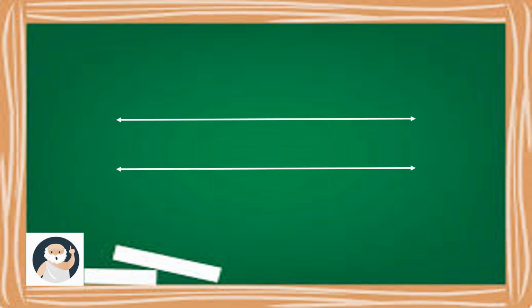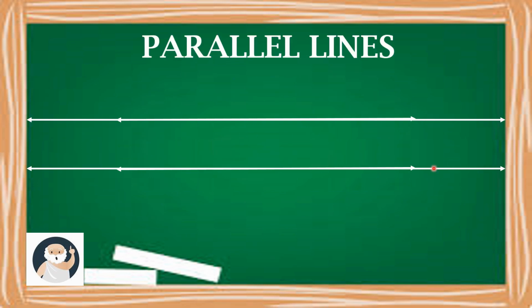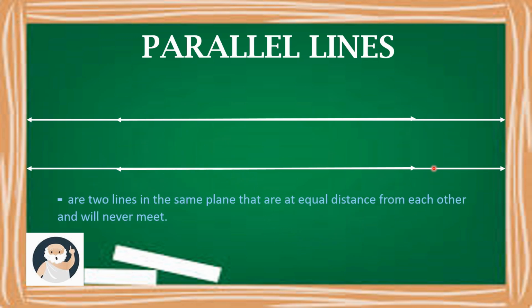We have here two lines in the same plane. If we observe, the two lines are pointing in exactly the same direction. Let's try to extend these lines and see if they will cross each other. As we observe, the two lines never cross each other. These lines are called parallel lines. Parallel lines are two or more lines in the same plane that are at equal distance from each other and will never meet.